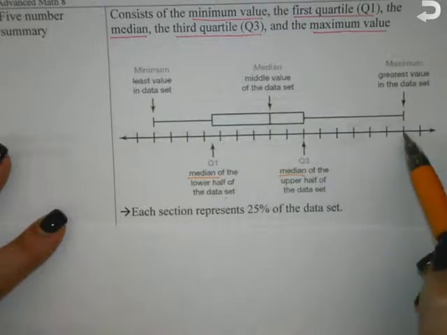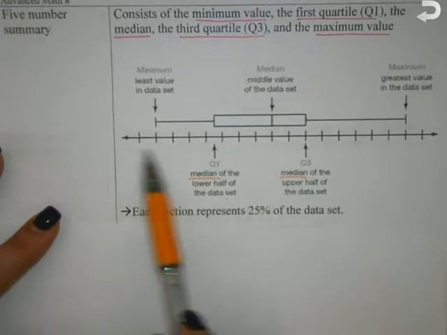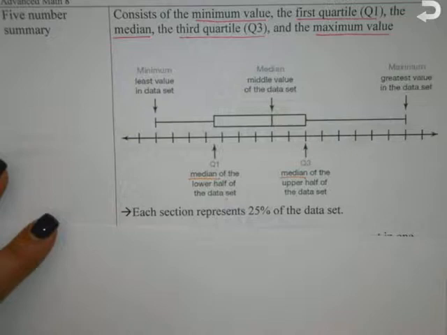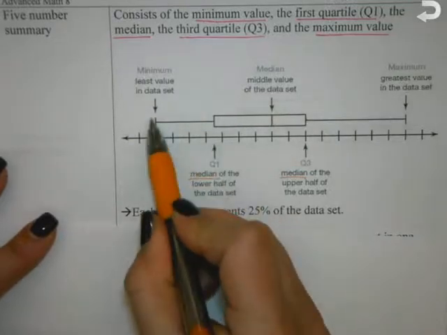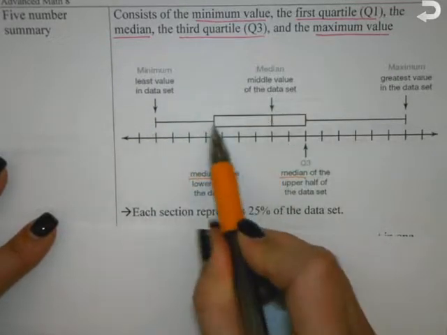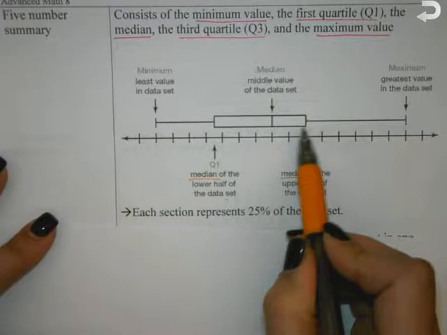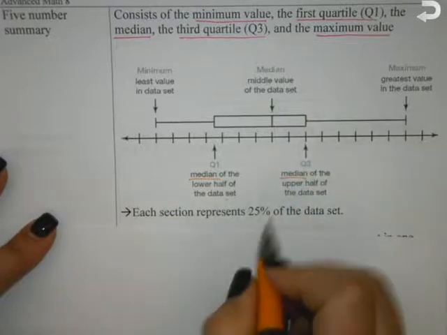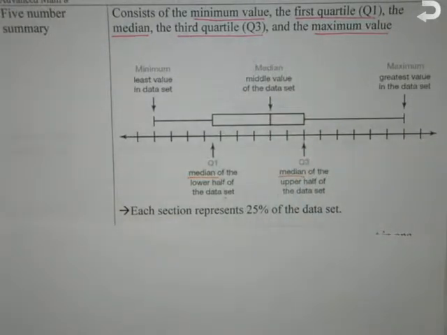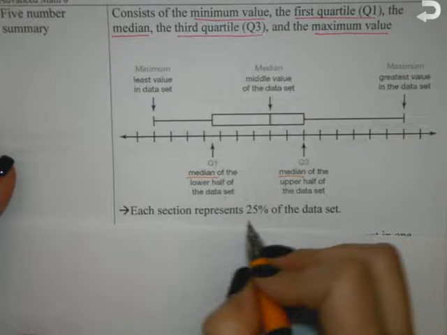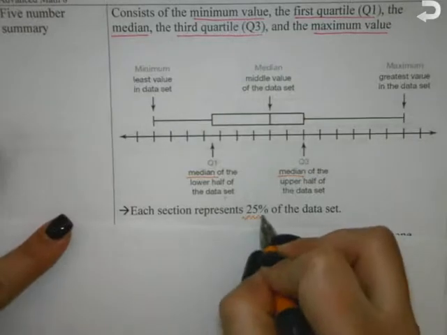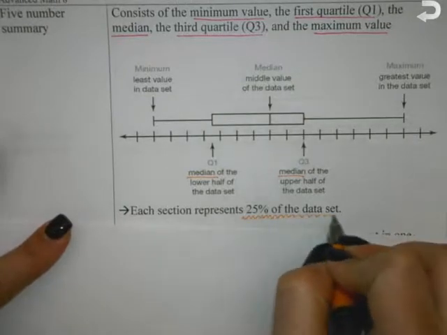So a box and whisker plot looks like this. It's split up into 4 sections. You have your first quartile, you have this section, you have your third quartile, and then your end section. Because we're splitting it up into 4 evenly distributed sections, each section represents 25% of the data set. So each section is a quarter, which is why we call them quartiles.